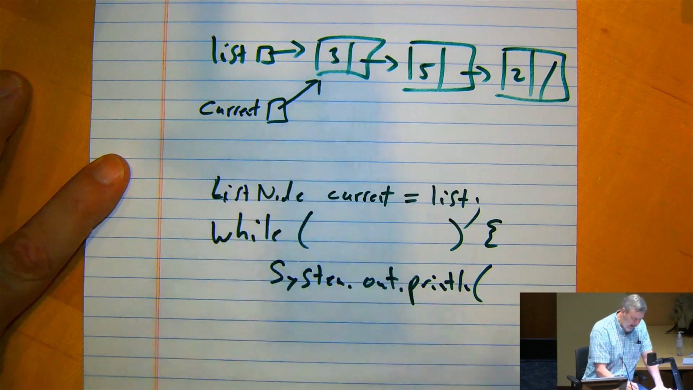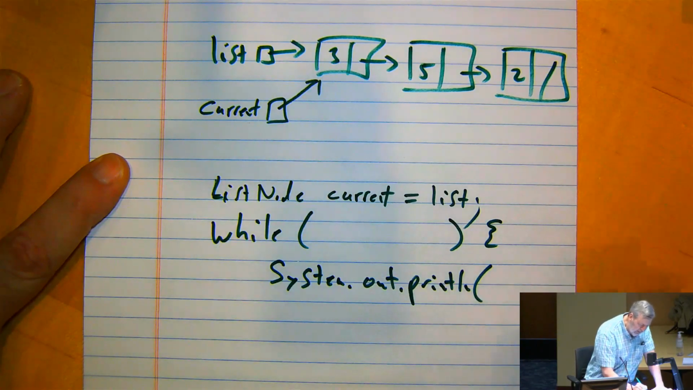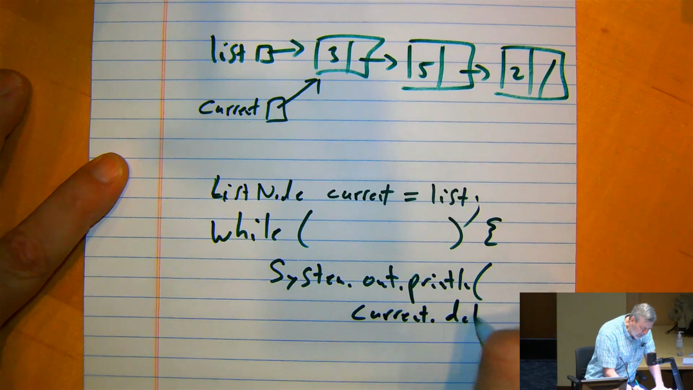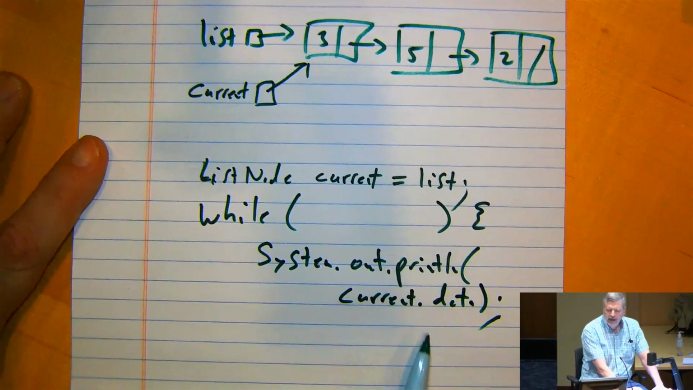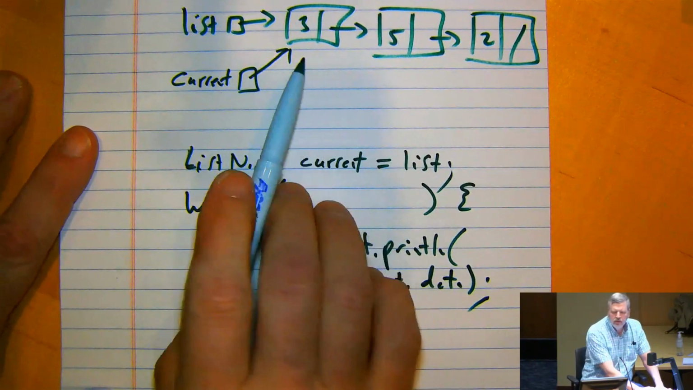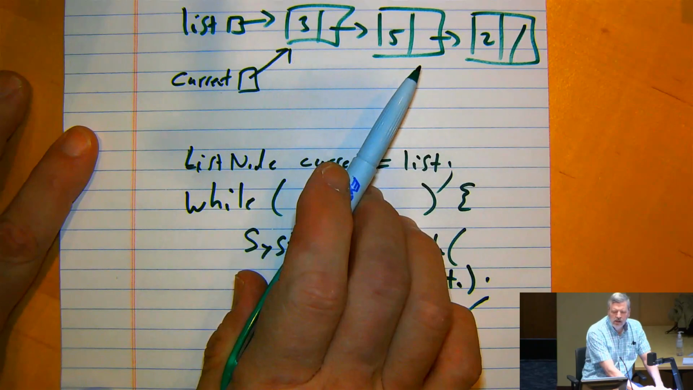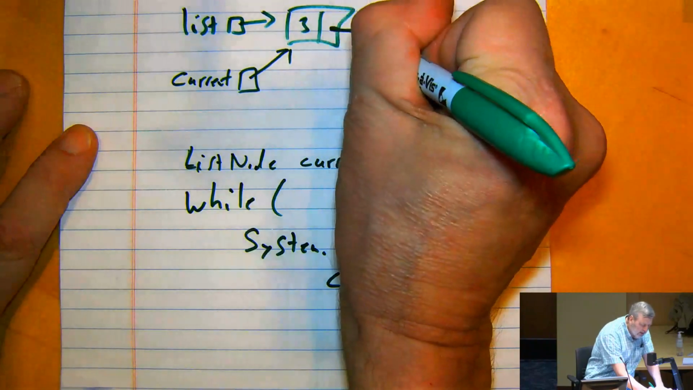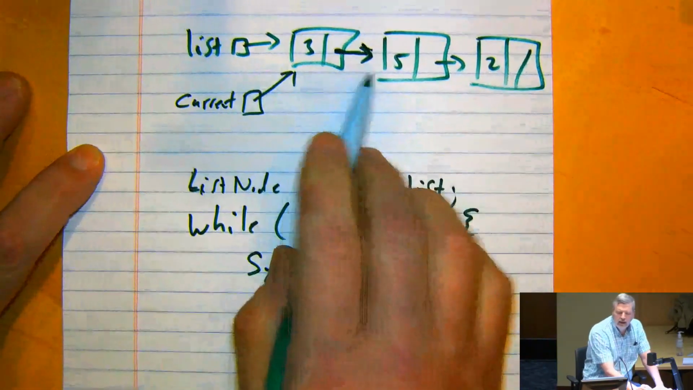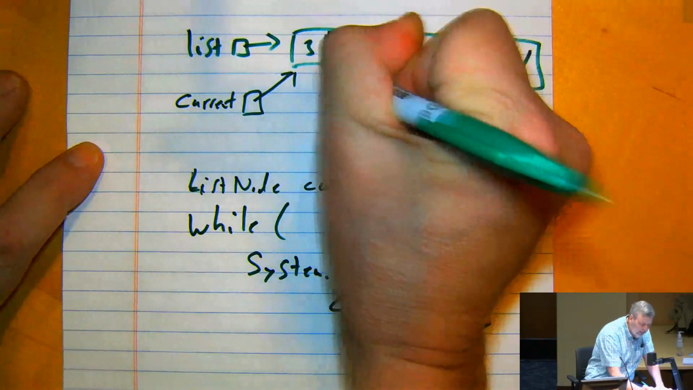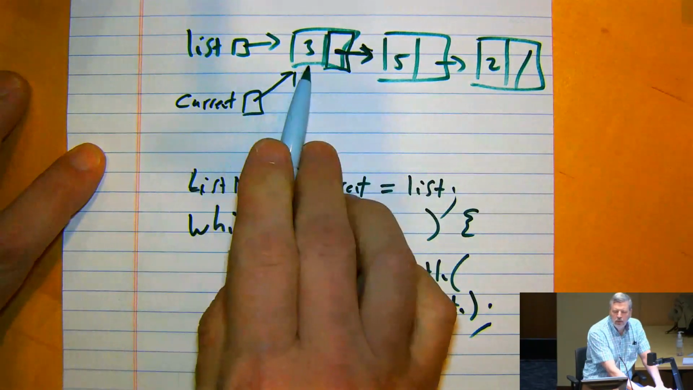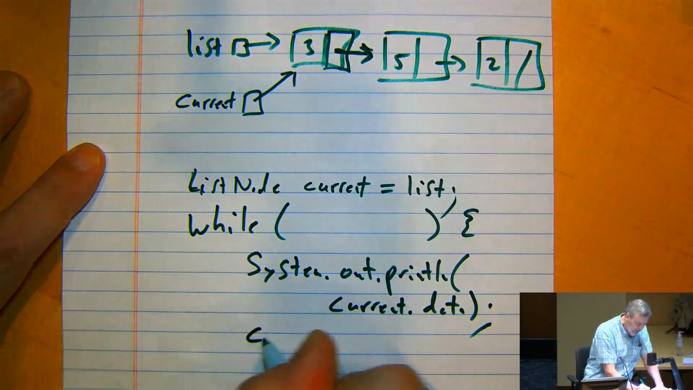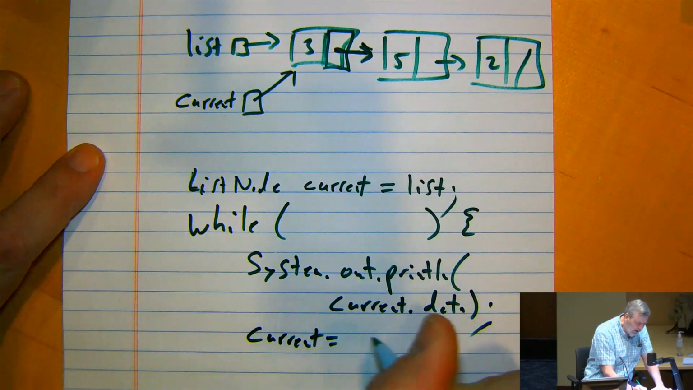So we want current.data. So we can say println, and normally I'd put it all on one line, but there's not enough space. So I'm going to say println current.data. And then what are we going to want to do? We're going to want to move to the next node over. So we want to reassign current. And what do we want to set current to be? We want to set it to this little arrow right here. And that little arrow right here is stored in this box. How do we refer to that box? Well, if current is pointing here, that box is current.next. So we want to reset current to be current.next.